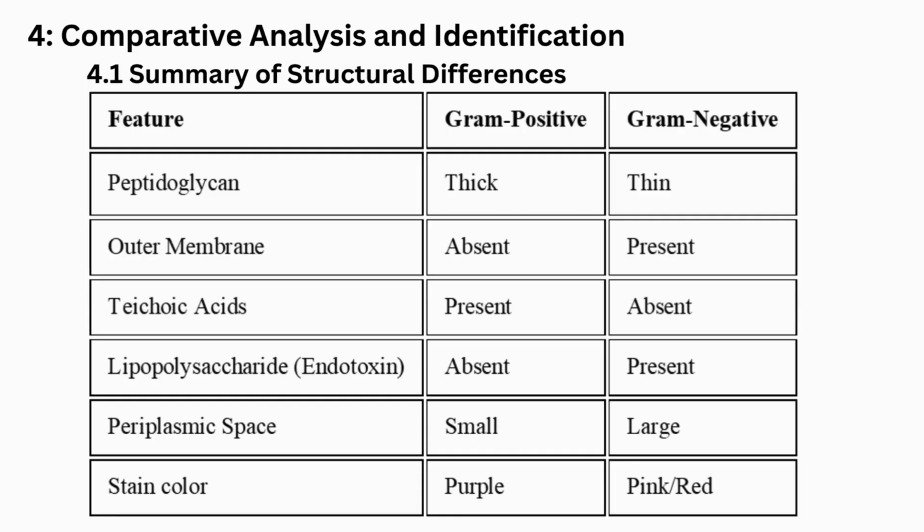4. Comparative analysis and identification. 4.1 Summary of structural differences. Feature: gram-positive, gram-negative. Peptidoglycan: thick, thin. Outer membrane: absent, present. Teichoic acids: present, absent. Lipopolysaccharide endotoxin: absent, present. Periplasmic space: small, large. Stain color: purple, pink or red.